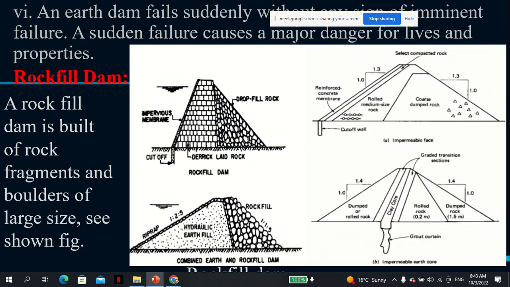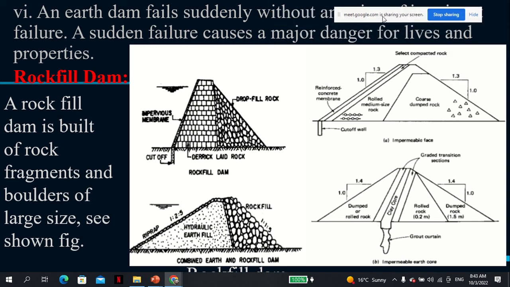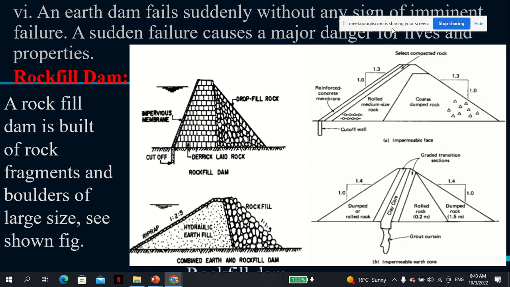So an earth dam can fail suddenly, without warning or any sign of imminent failure. That's the weakness. I've given the example of Solai Dam. So these are things we have to keep in mind.